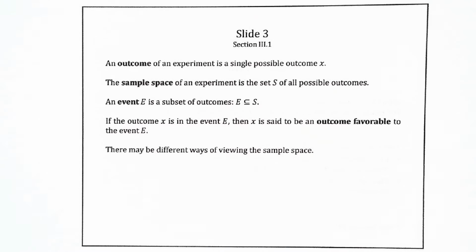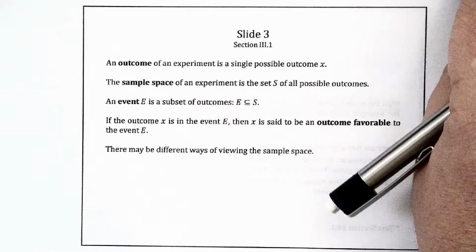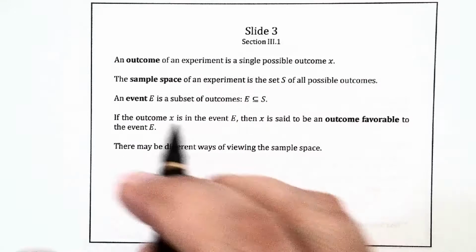Okay, so an event is a subset of outcomes. So it's a group of outcomes. Could be just one outcome, perhaps, or it could be more than one outcome. And if the outcome x is in the event E, then x is said to be an outcome favorable to the event E. So again, let me write some of this down below from our experiment.